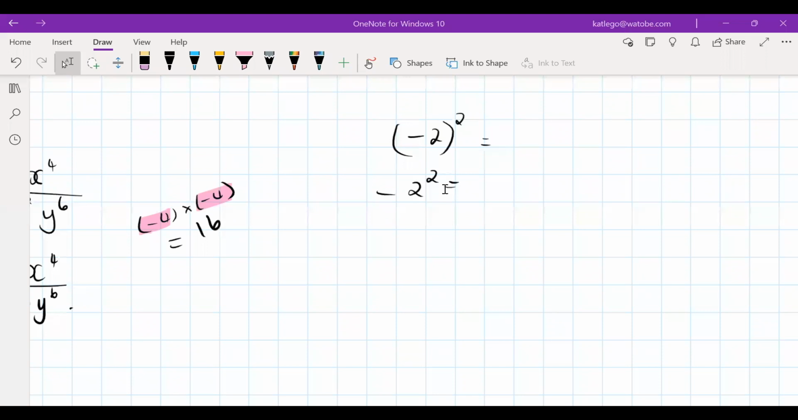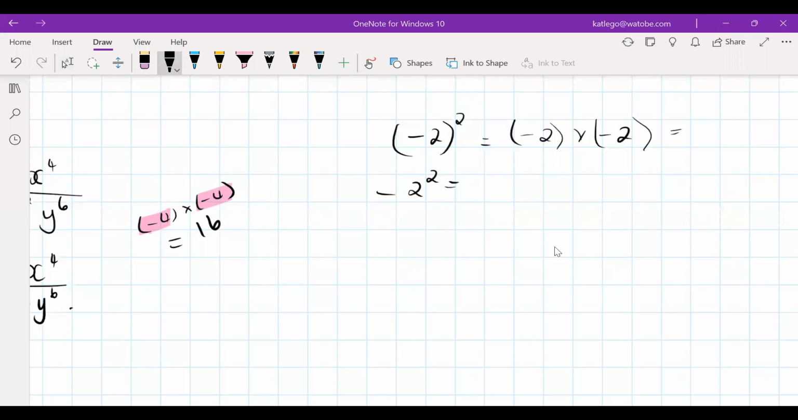Not really. Wait, what did Theo say? I'm so curious, guys. Theo says, the one answer will be positive and the other negative. Theo, you are onto something. Guys, first one says the whole of negative 2 squared. So what it's saying is negative 2 multiplied by negative 2. 2 negatives give you what? Tell me in the chat.